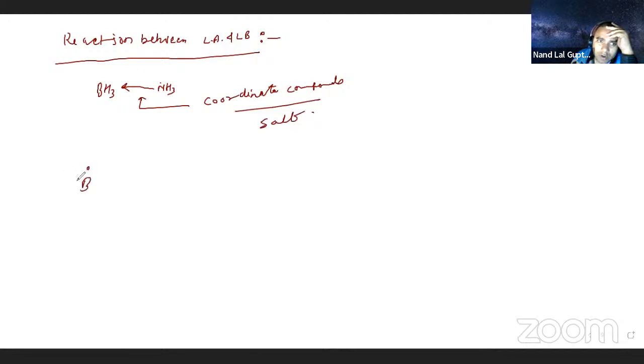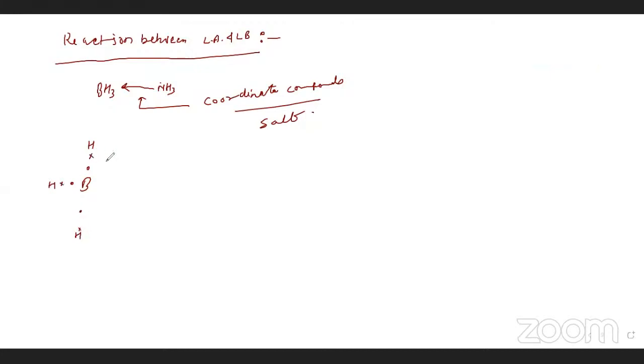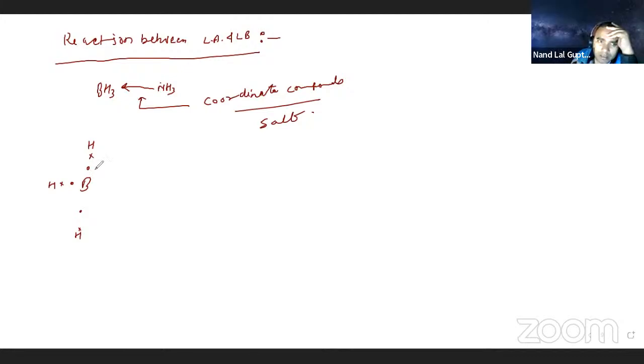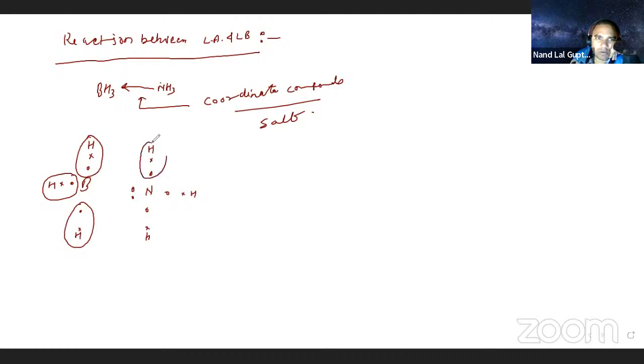Suppose I go to boron. How many valence electrons are there in boron? Three are there. Now if you see, the octet of boron is not complete. Total electrons is 6. Now what we are going to do here: NH3. Hydrogen has absolutely 1 electron.